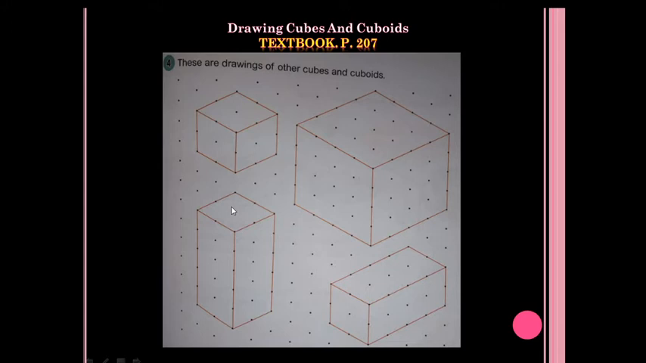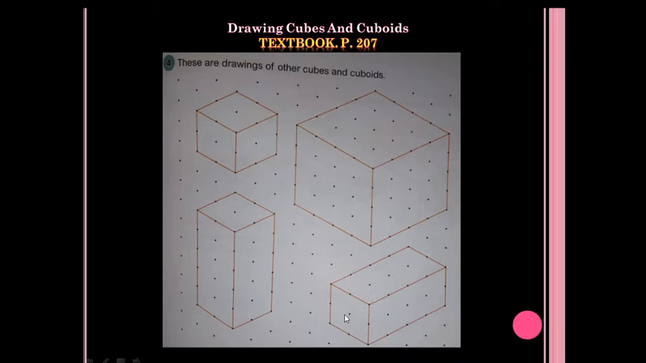How about this cuboid, this rectangular prism? The width is 1, 2. The depth is 1, 2. The same, the width and the depth. However, the height is different. 1, 2, 3, 4, 5. So the width 2 units, the depth 2 units, and the height is 5 units.